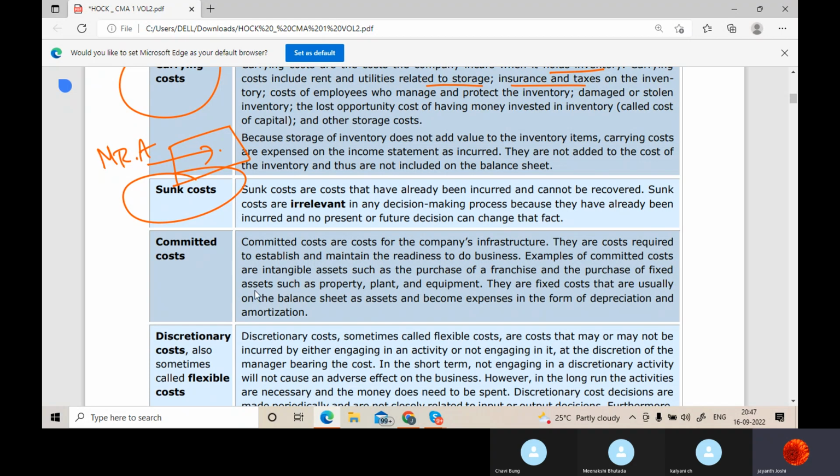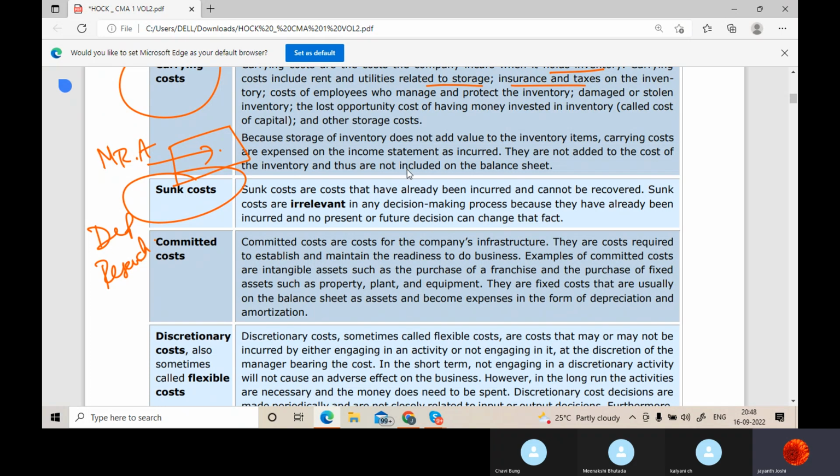So sunk costs are the costs that have already been incurred. Depreciation is one of the examples. Research is one of the examples. Why? Because whether you want to start a business or you don't, it doesn't matter, but you would definitely do thorough research on something.